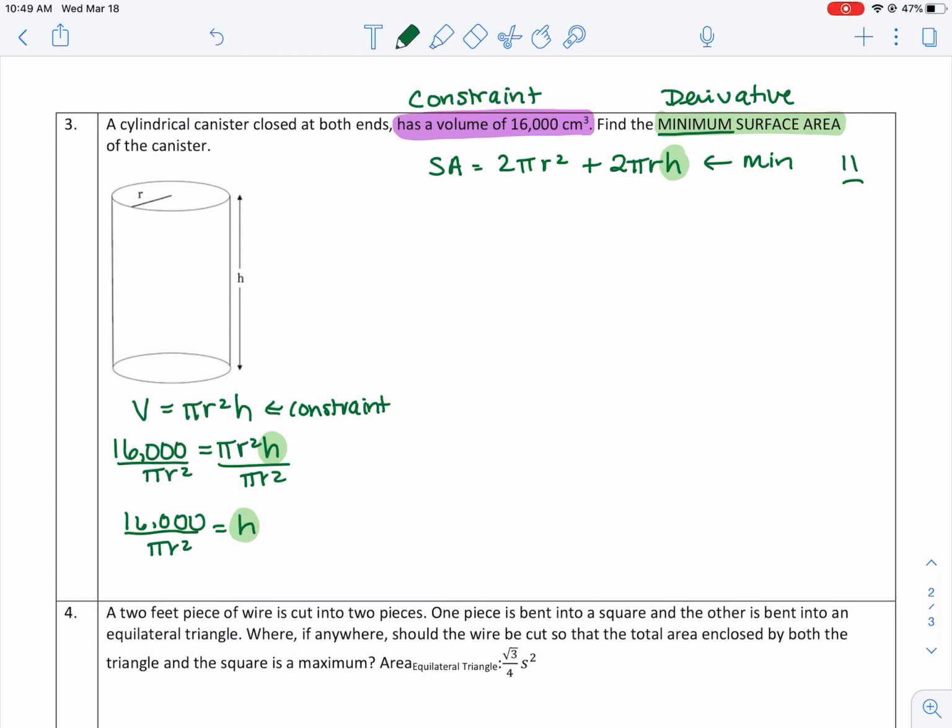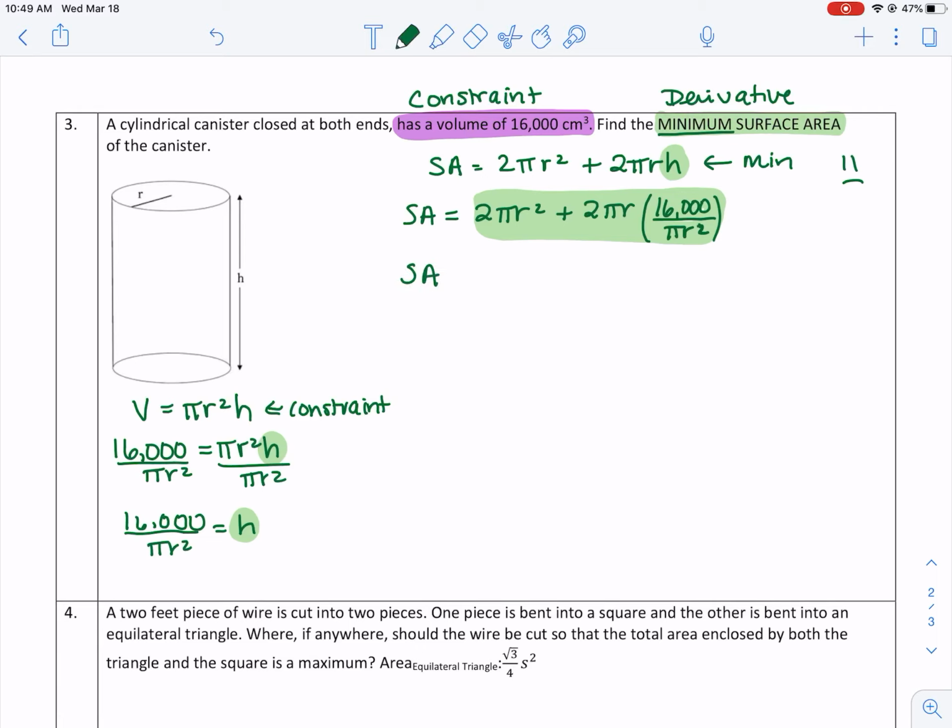So now what we have is surface area equals 2 pi r squared plus 2 pi r, and now we're going to substitute in 16,000 divided by pi r squared, right in for where we saw h. Notice now this entire expression is written all in terms of r. There are no h's here anymore, it's all in terms of one variable, so that works out really well for us because now we can clean this up and then we can take the derivative.